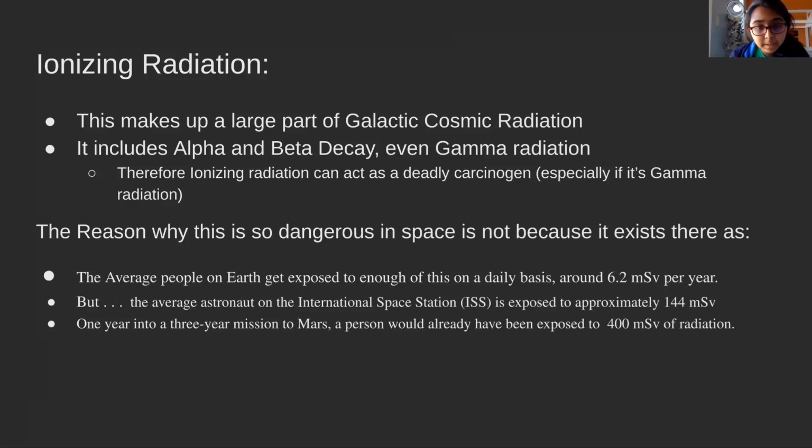But the thing is, average people on Earth do get exposed to some of this on a daily basis, around 6.2 millisieverts per year. But the average astronaut in the International Space Station is exposed to approximately 144 millisieverts, and just 1 year into a 3-year mission to Mars, a person would have already been exposed to 400 microsieverts of radiation. So the problem here is not that people are being exposed to this, but it's just that when astronauts go into space, they're exposed to very large amounts of it, and that is the danger.